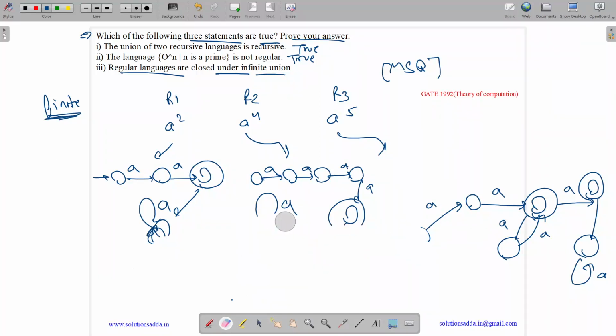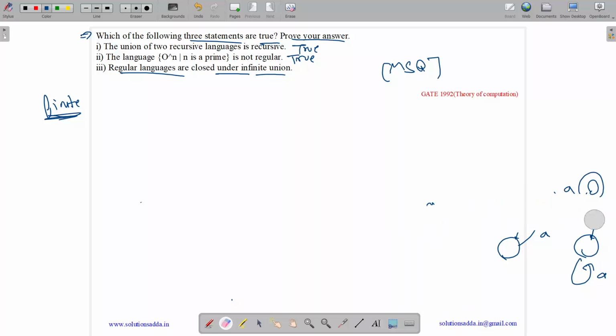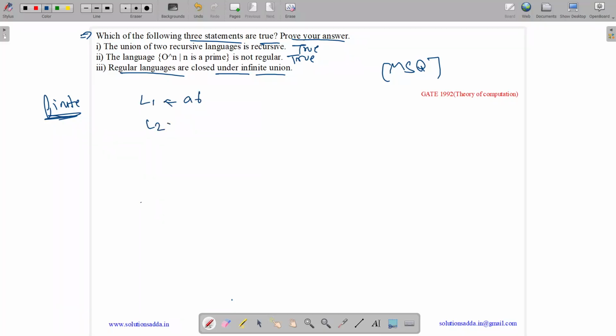But can we do it for infinite union? No, we can't do it for infinite union. I will give you an example for that. Let us assume we have a regular language L1 which accepts ab, L2 which accepts a square b square, L3 which accepts a cube b cube. Till these are finite, we can union them. But if it is infinite, then Ln accepts a^n b^n. So what is the general term for this? It accepts all the strings of the form a^i b^i.